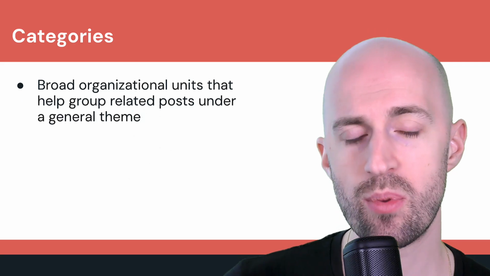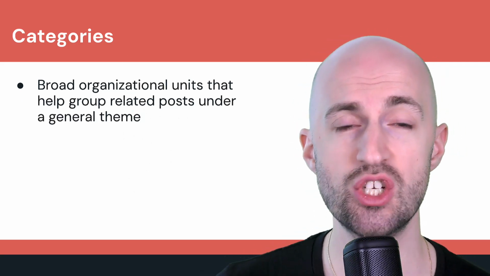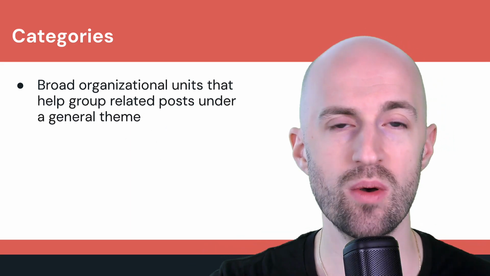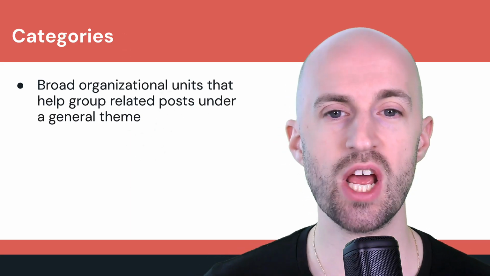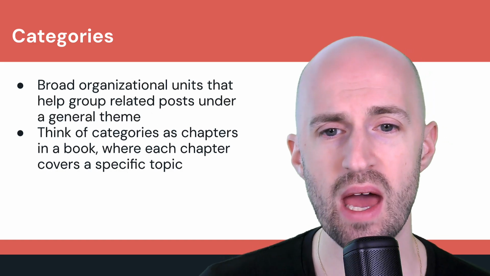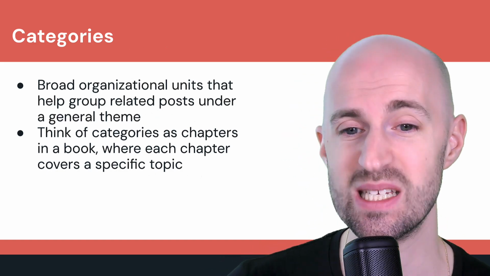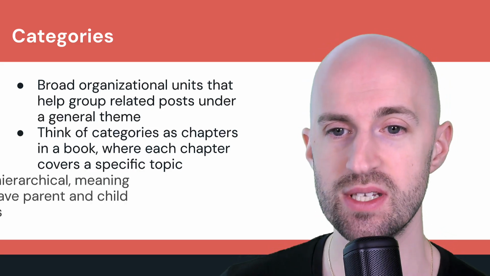So let's talk about categories now on the other hand. So categories are broad organizational units that help group related posts under a general theme. You can see them as like buckets, or silos or whatever you want to call them, but they're basically more general storage units. Think of categories as chapters in a book where each chapter covers a specific topic, and this is more for nonfiction books, obviously.